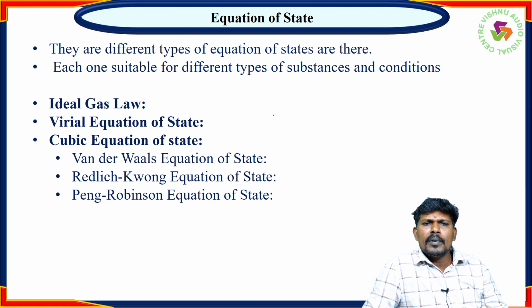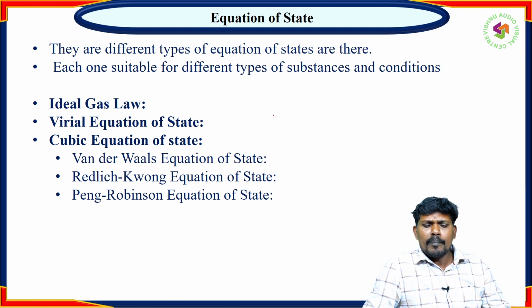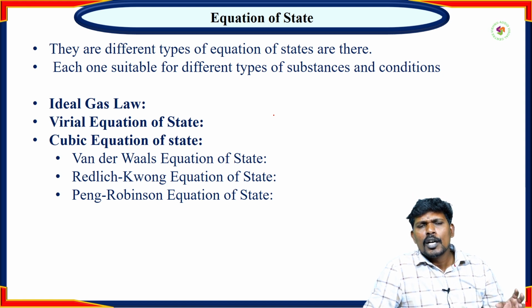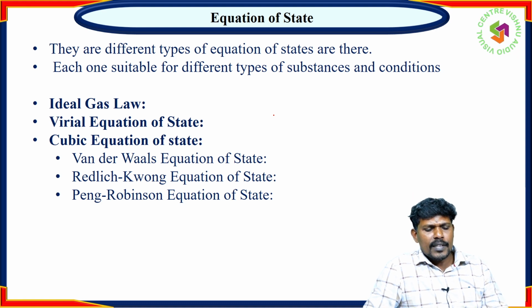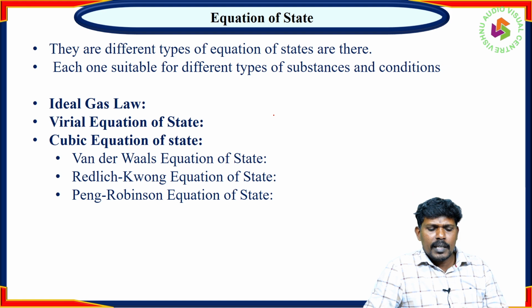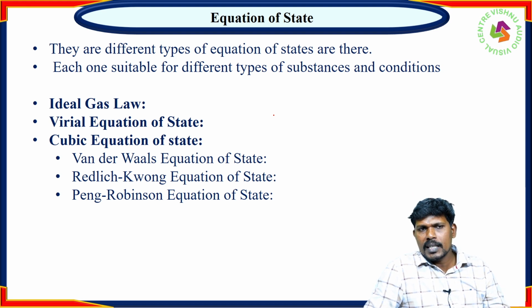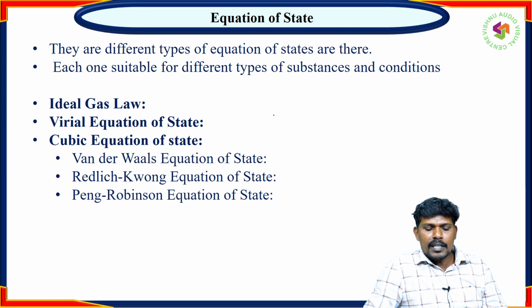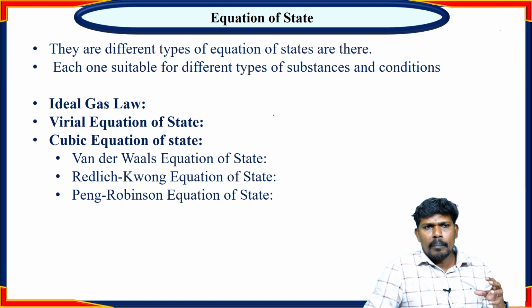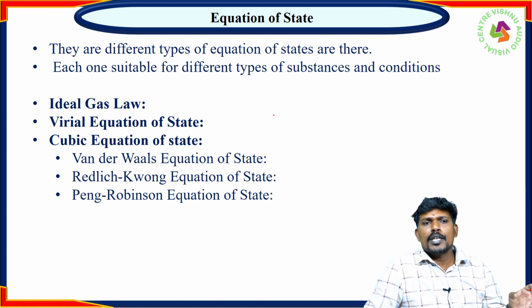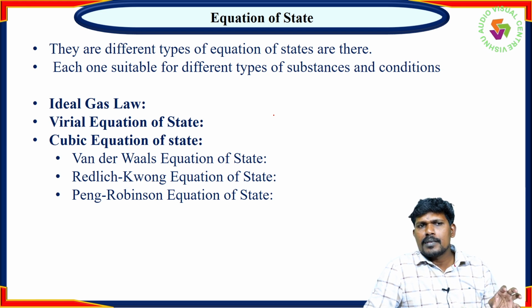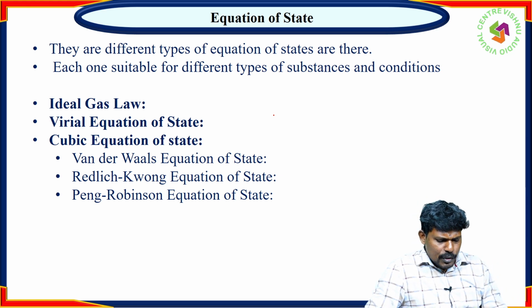Generally, there are many types of equations of state, each one suitable for different types of substances and conditions. So here we discuss a few equations of state: first the ideal gas law, the virial equation of state, and the cubic equation of state, which is again classified based on complexity into the van der Waals equation of state, the Redlich-Kwong equation of state, and the Peng-Robinson equation of state. These are mathematical expressions in terms of pressure, volume, and temperature, and from them we can determine the thermodynamic properties. First, we will see the ideal gas law.